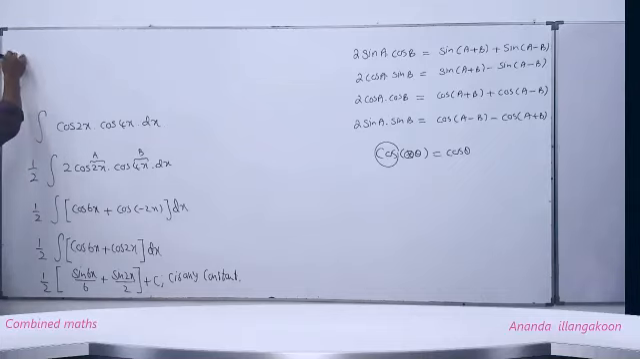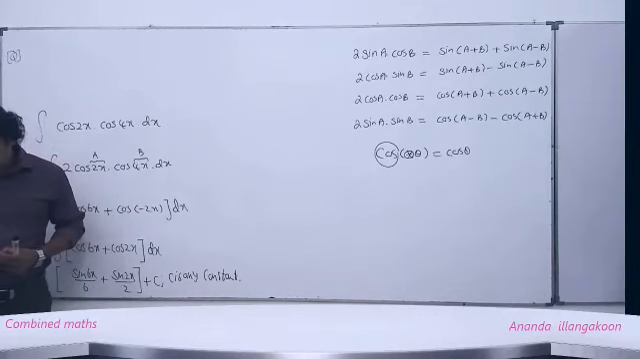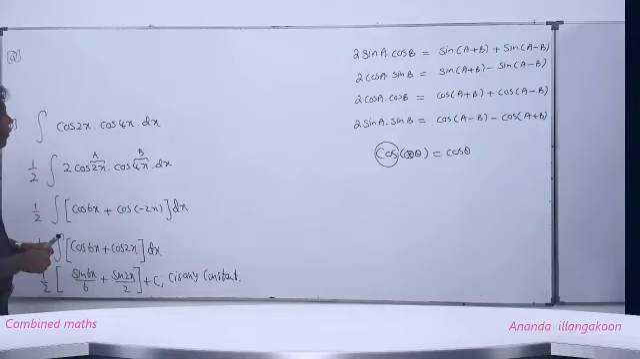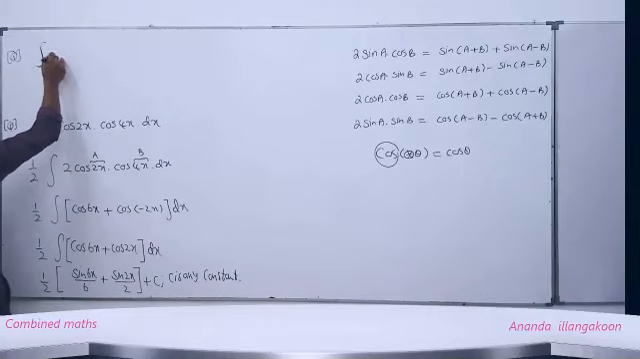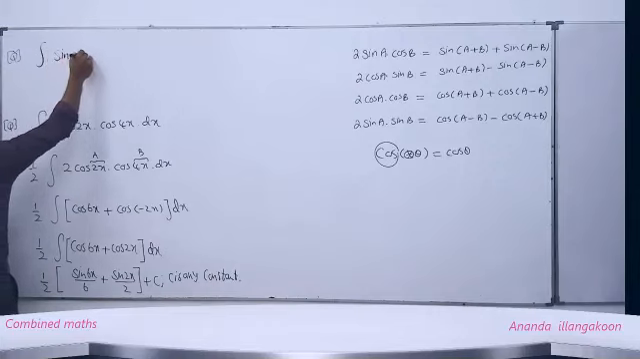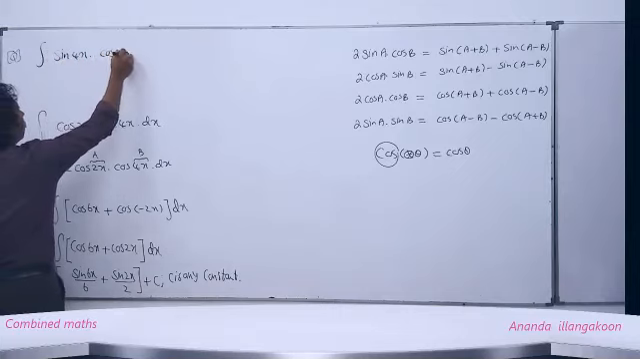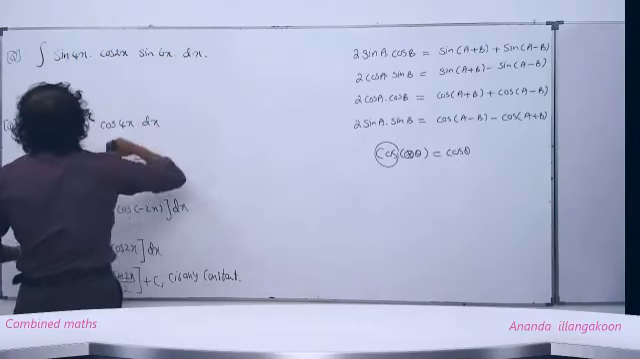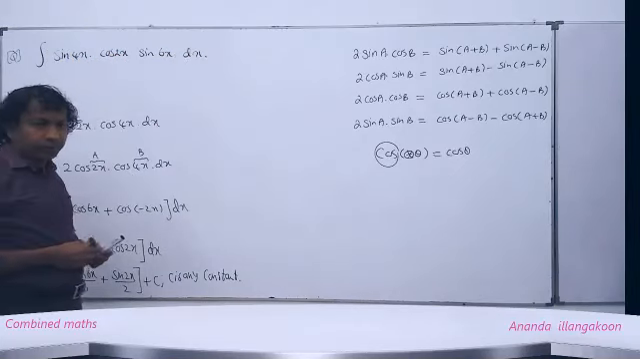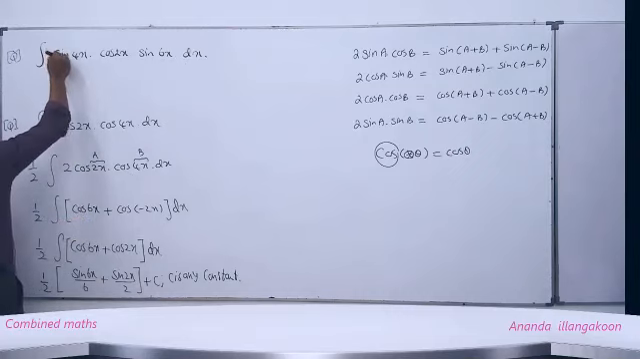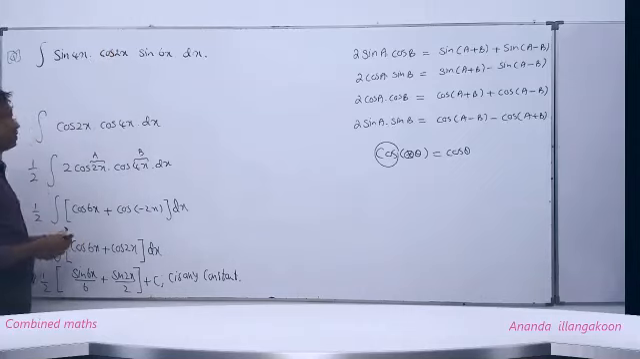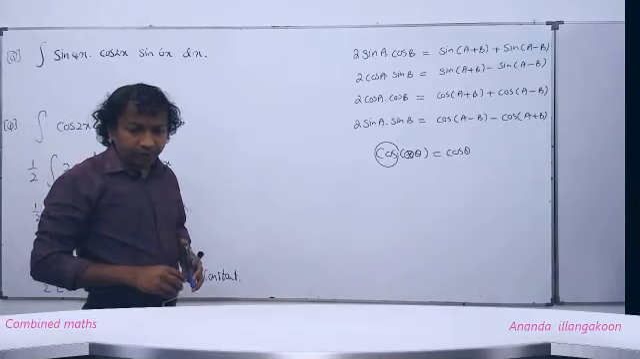This one. This is sine 4x cos 2x sine 6x dx. Sine 4x cos 2x sine 6x dx. Right. Try to get this answer.